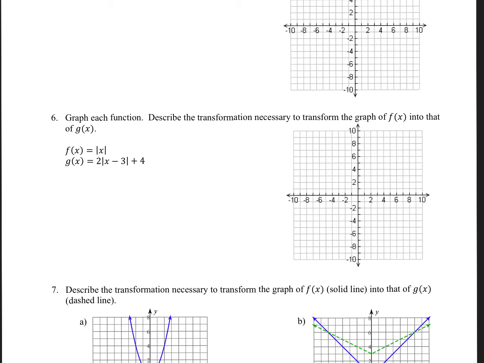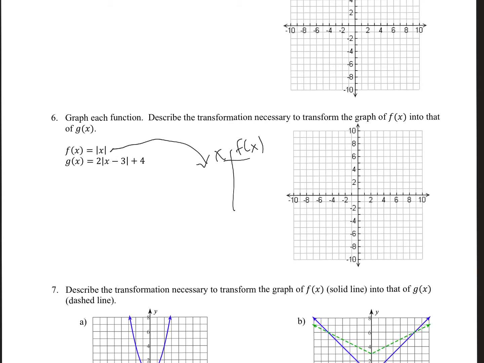So in this problem, we're going to graph the function, and this is the absolute value function, and then we're going to describe the transformation necessary to graph f of x into g of x. So we're going to graph f of x here first. So let me come over here and let's graph out this absolute value graph.